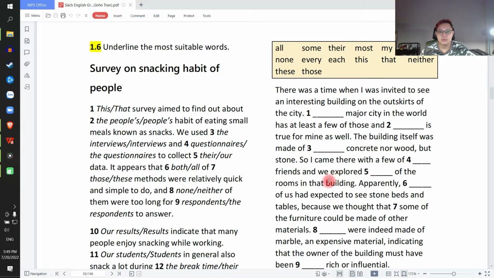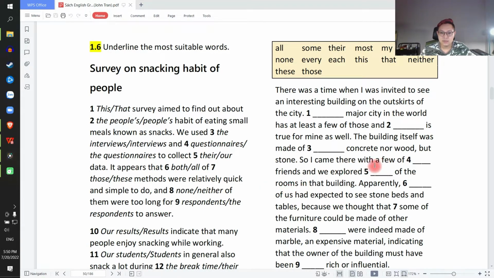Cả hai đều không. Cái bản thân cái tòa nhà đó được làm ra không phải bởi gỗ cũng chẳng phải bởi bê tông. Neither concrete nor wood, but stone, nhưng mà lại là đá. So I came there with a few of my friends and we explore each of the room in that building, but you cannot use every of the room, of course. There's no thing called every of something. Cái chỗ số 5 là dùng each of the rooms chứ không bao giờ có chuyện là every of the gì đâu.